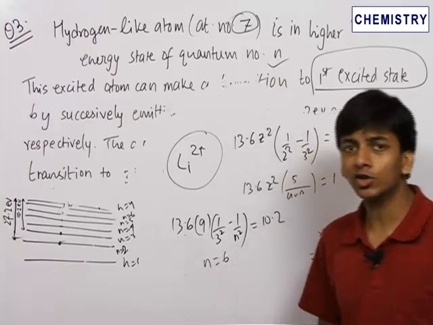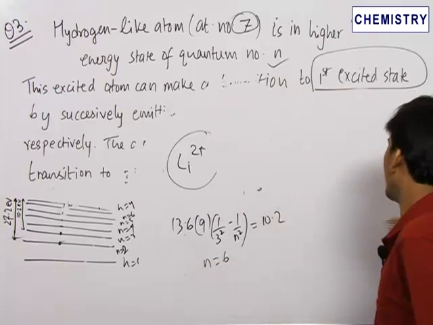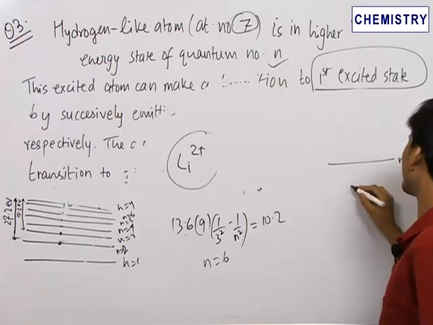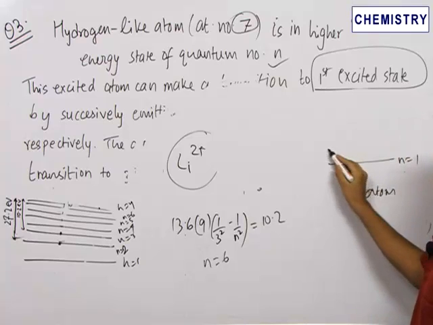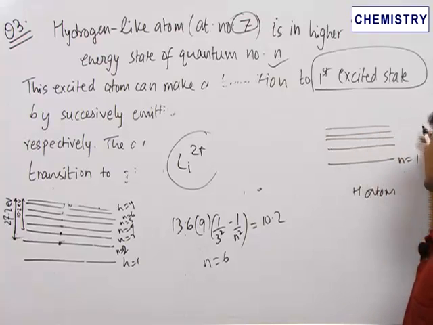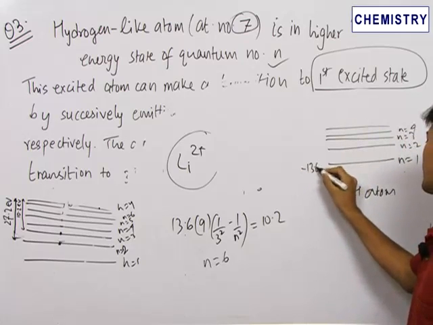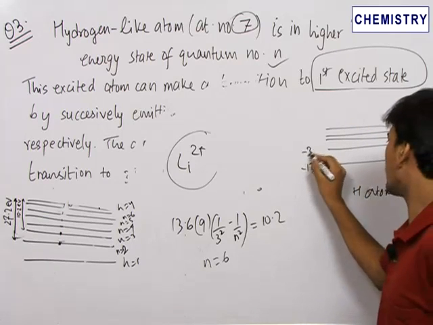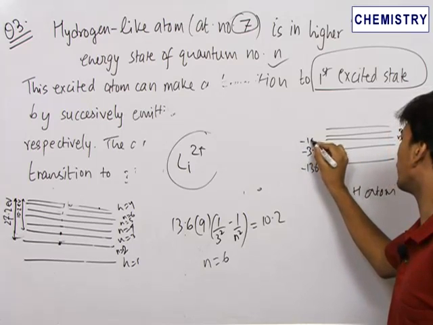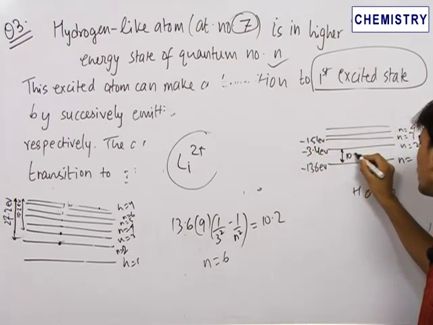I can tell this directly also. Why? Because here's another trick. Let me draw the energy states for a hydrogen atom. For a hydrogen atom, the energy states are something like this: n is equal to 2, n is equal to 3, n is equal to 4. You should remember the values for the energies of these levels. This is minus 13.6 electron volts, this is minus 3.4 electron volts, this is minus 1.51 electron volts. You should remember these values somewhat, and you should also remember this energy difference, that is 10.2 electron volts.